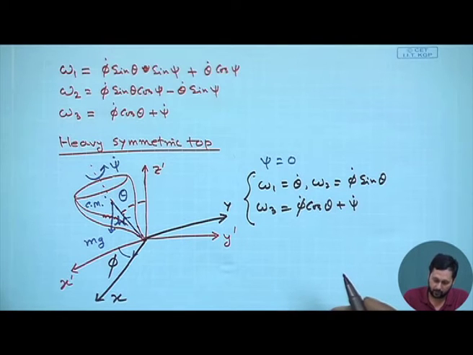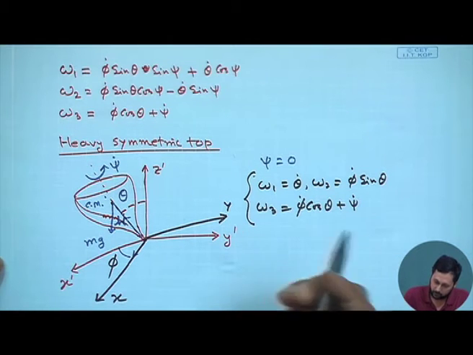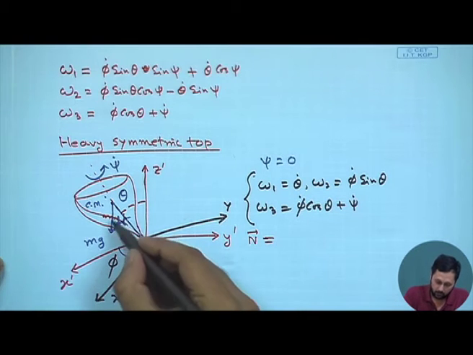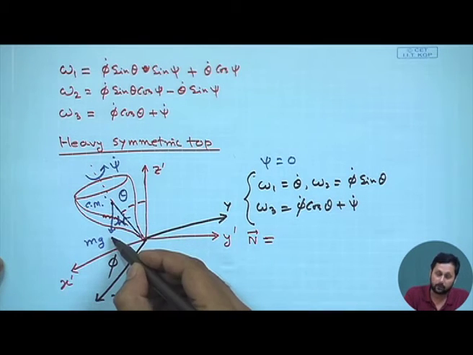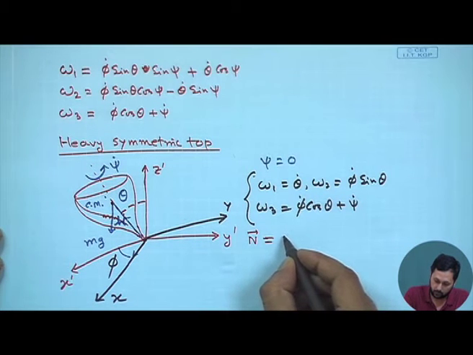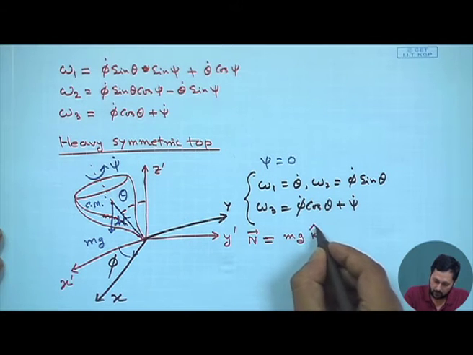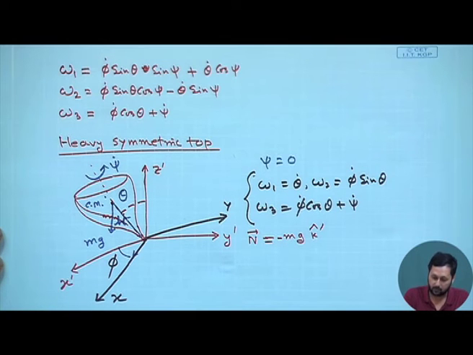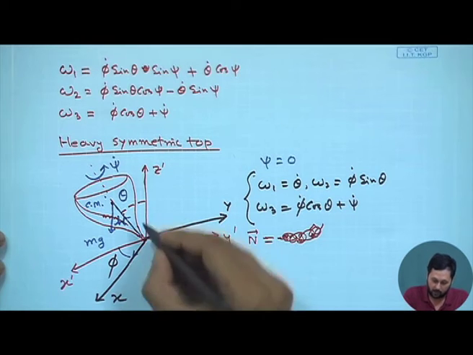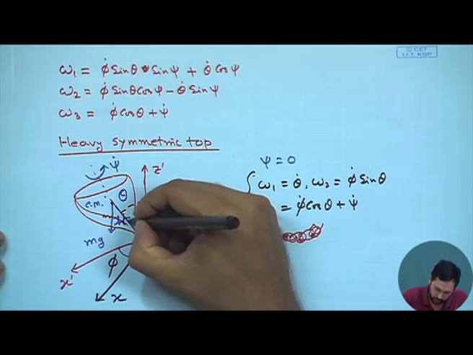So, in order to get the torque, let us start by writing n. mg is working through the center of mass, downwards. So, we can write mg equal to minus mg k capped. Sorry, it will be r cross mg. So, r is along the body z, which we also have not marked.